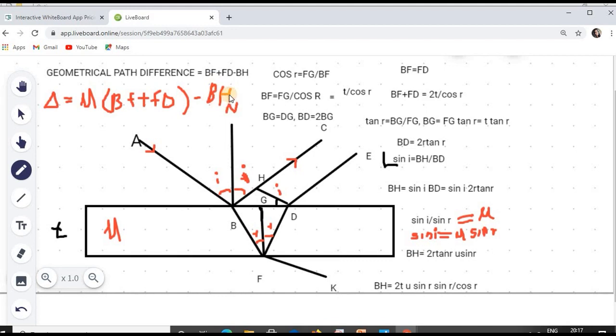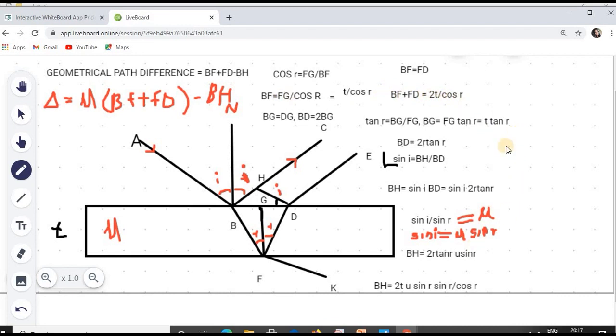BF plus FD minus BH. 2 mu T sin R into sin R divided by cos R. So we'll get the path difference to be what? Mu into BH. What I'll be having is BF plus FD, and I've got BF plus FD is equal to 2T by cos R.